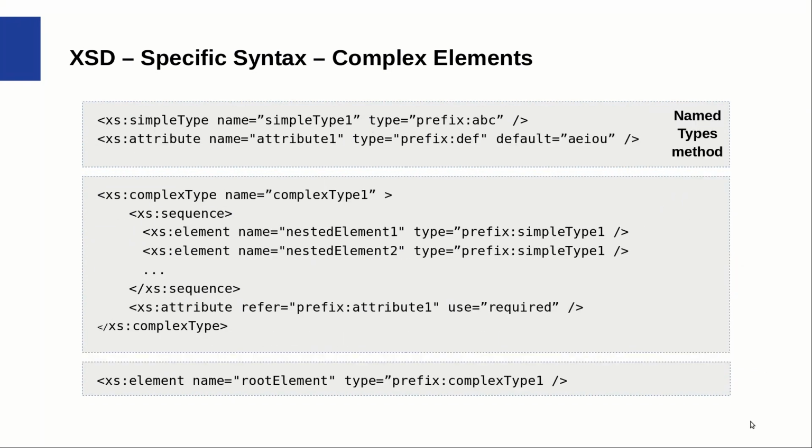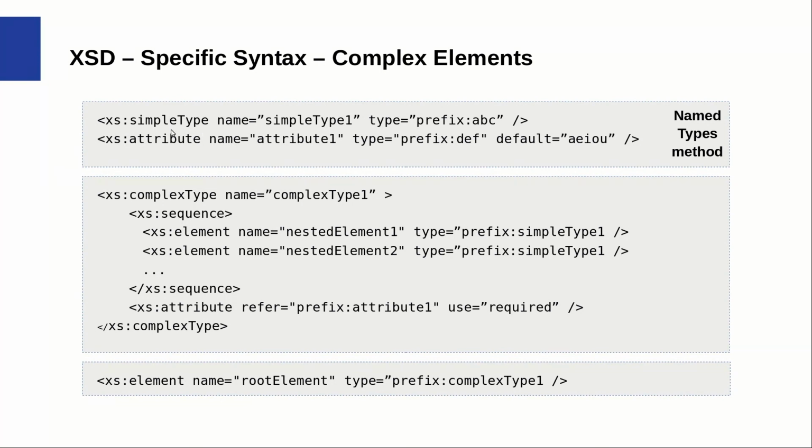And lastly, the design method I appreciate the most, which is the named types method. So as we've seen already, at this declaring method, you first declare the simple types and the attribute, then you declare the complex types, always naming the type. That's why it's called named types method.